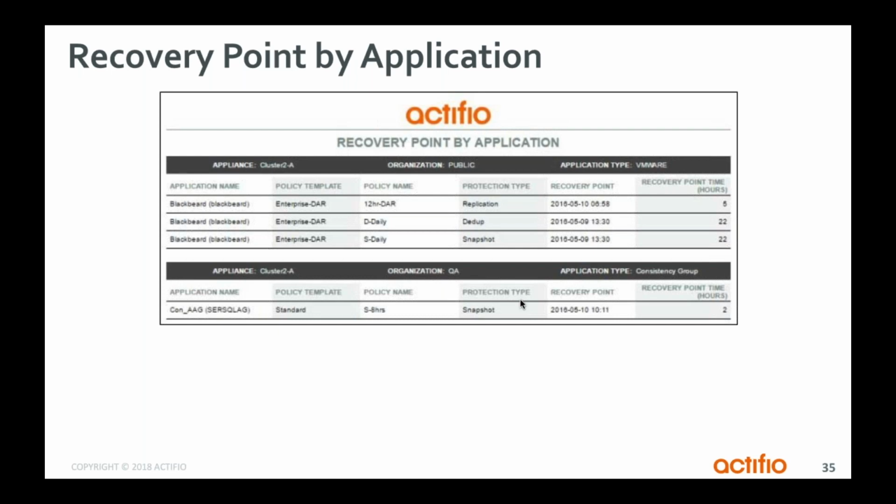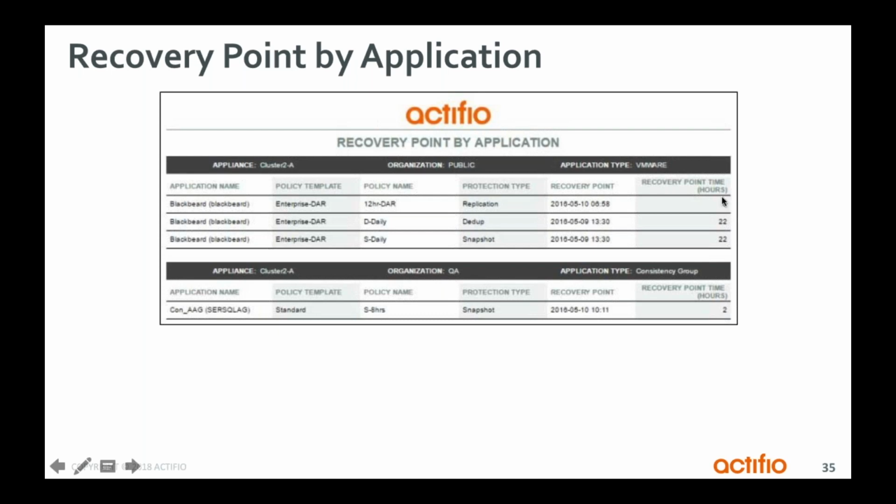Okay, and as you can see in this chart, this is one of our lab systems called Blackbeard the Pirate, and you can see that I have 3 different policies here, starting down at the bottom, S daily, my snapshot policy. And at the particular point in time that I run this report, it's telling me that the image in the snapshot pool is currently 22 hours old. The same is true for the image in my dedup pool. But I can also see that my 12-hour DAR image is only 5 hours old.